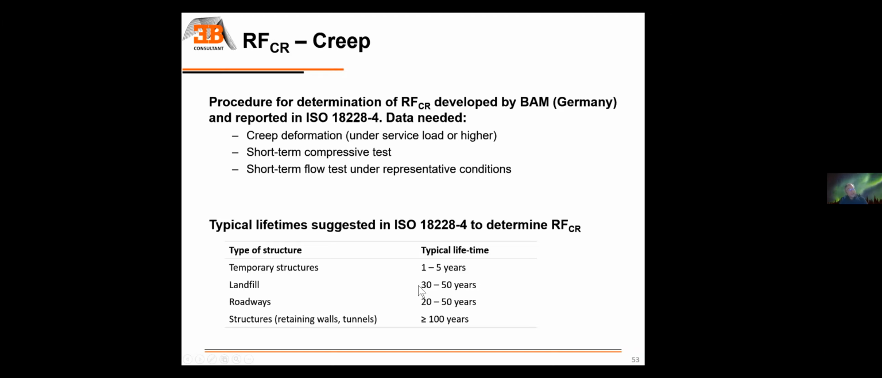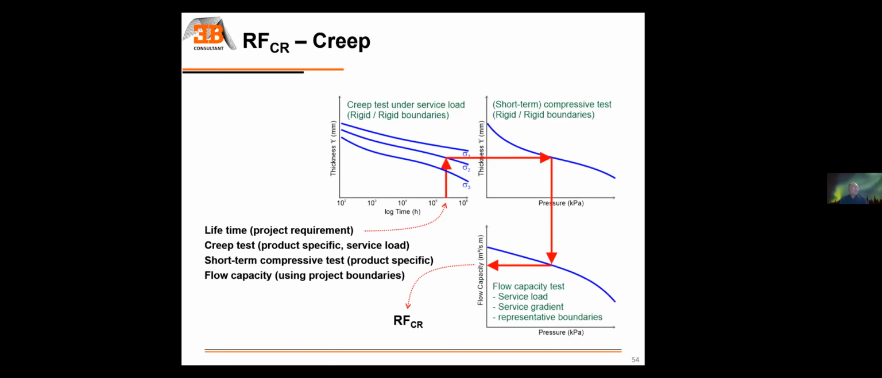And you see here, landfills is 30 to 50 years. Again, that's because once there is a cap on the landfill, when it's closed, the quantity of liquid circulating there is minimum. So how does this test work? Once we know the relation between time and thickness, we can define for a given lifetime of a project a value of residual thickness under rigid boundaries. From there, we go to the short-term compressive test and define what is the pressure we would get on a new product to go down to this thickness.